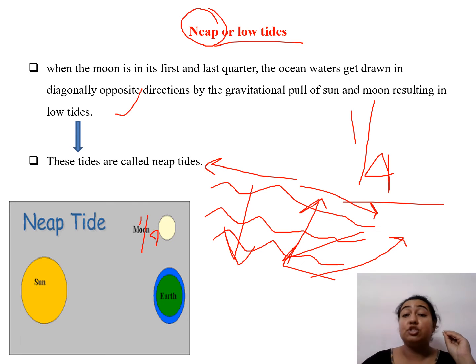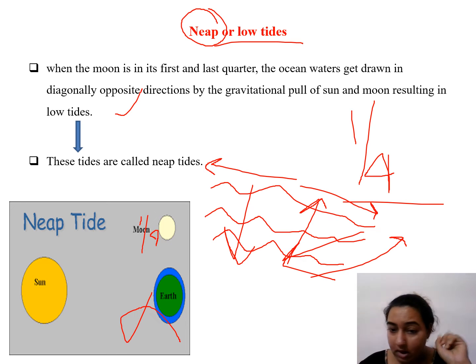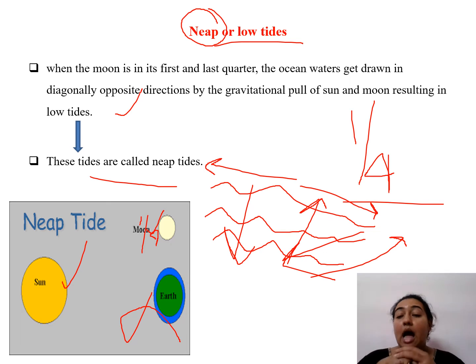By the gravitational pull of sun and moon, there is no role of earth. Only because of the role of sun and moon, the low tides occur. These tides are also called neap tides. I hope up until here things are clear to you students. So yes, we have studied about spring tides or high tides, low tides or neap tides.